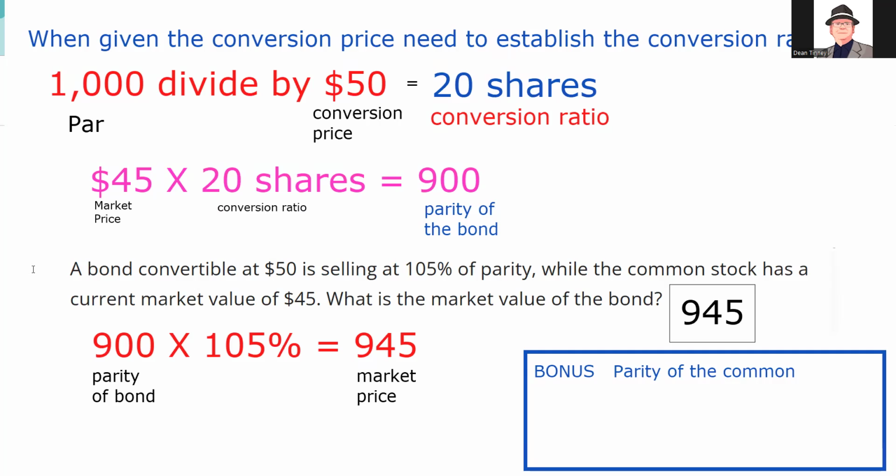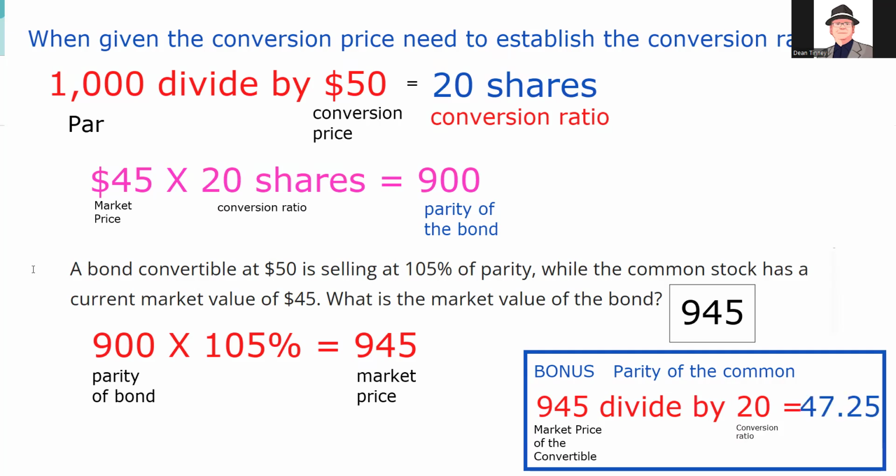Now, as a bonus, the other thing you might have to do is parity of the common. In other words, if we pay 945 for the bond, what is it equal to paying for the stock? So you're going to have to do parity of the bond, in which case we multiply, or parity of the stock. As a bonus, I'll show you how we do parity of the common. We take the current market price of the convertible, divide by the conversion ratio, and we get parity of the common. That means if we buy this bond for 945, we should expect the stock to be 47.25 at some point, because that's the equivalent we'd be paying if we bought the bond and converted it into 20 shares of the common.